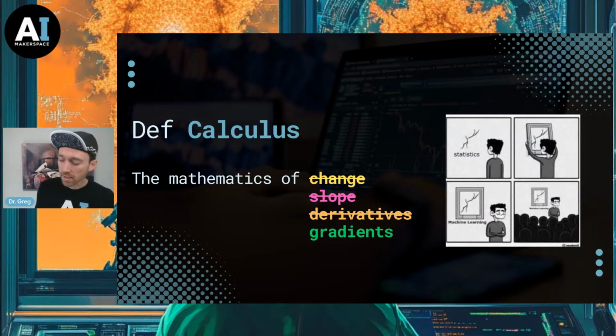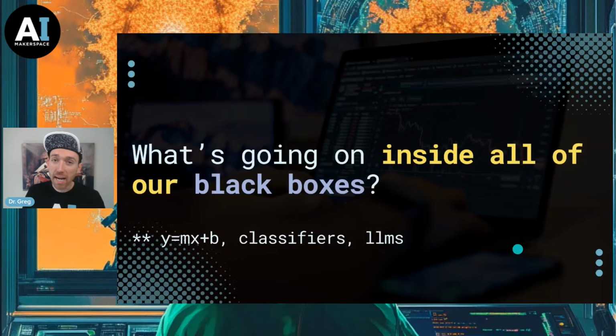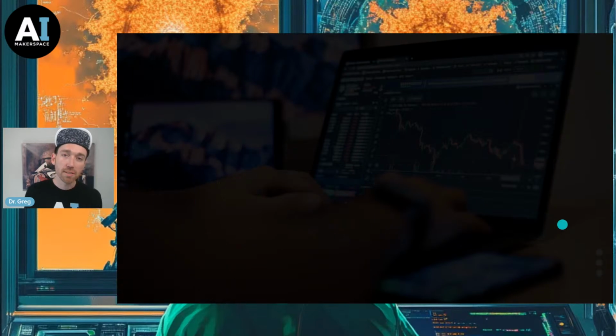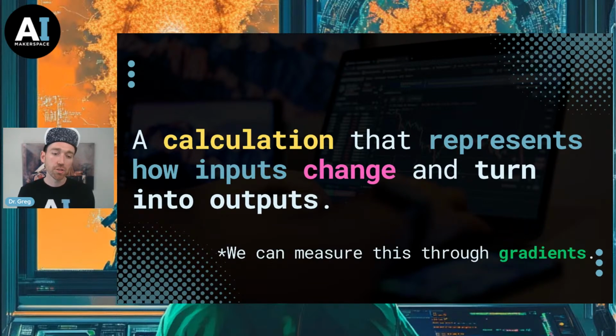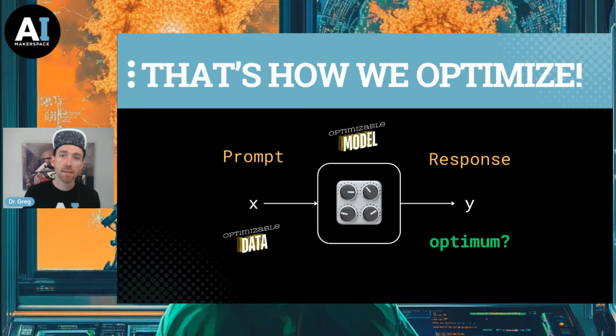And so when we ask ourselves what's going on inside all of the black boxes, it's a calculation that represents how inputs change and turn into outputs. And we measure that change through gradients. And this fundamentally is how we optimize given a fully designed system. We have to see how output is affected with change in input. If the change is 0, it's dumb. There's no optimization because it doesn't affect the thing.